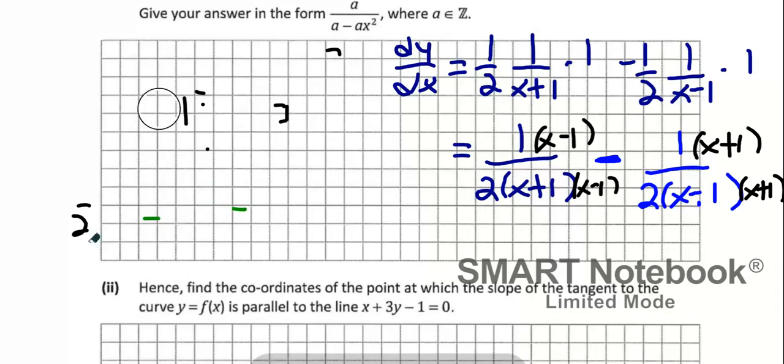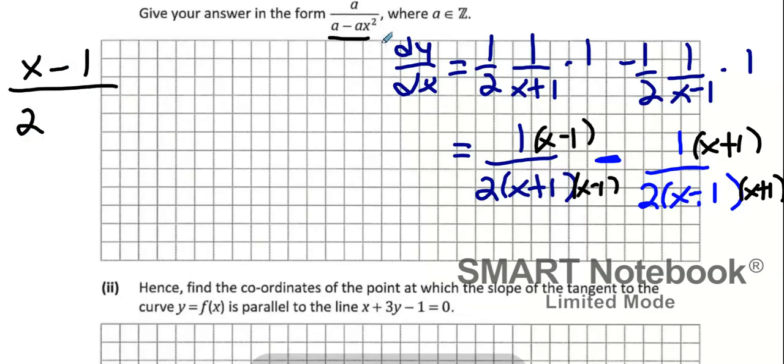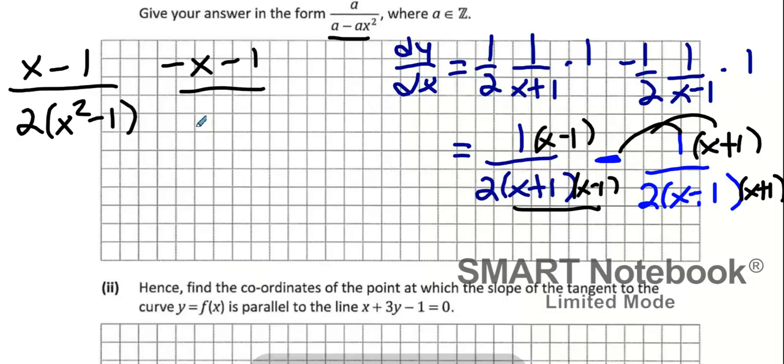Now here's what I'm going to do. I'm working on this part here, and it's going to be x minus 1 on top. I'm going to multiply out the denominator, just because I'm looking at that. There's no brackets there. That's the difference of 2 squares, isn't it? So it's going to be 2 times x squared minus 1. Going to multiply in the minus. So I'm going to get minus x minus 1 all over 2 into x squared minus 1. The x's cancel, don't they?